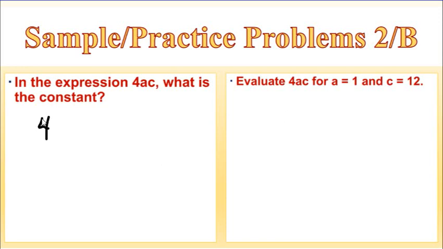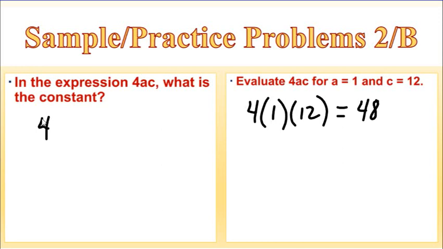Next one: evaluate 4AC for A is 1 and C is 12. So I substitute 1 for A and 12 for C. 4 times 1 is 4. 4 times 12 is 48.